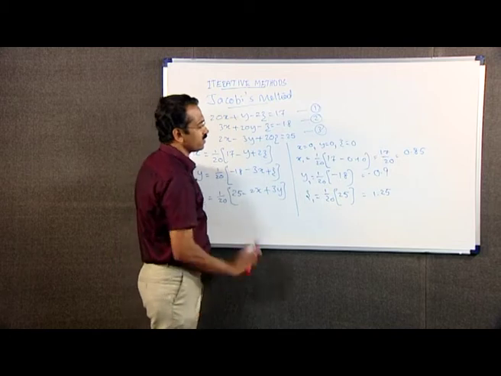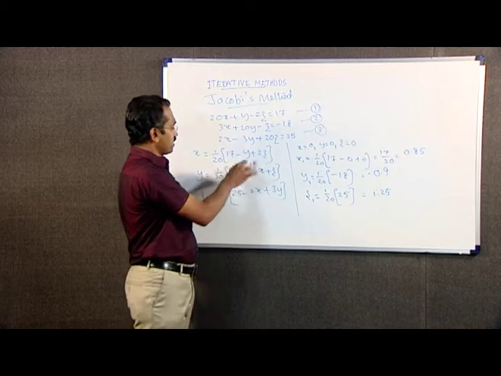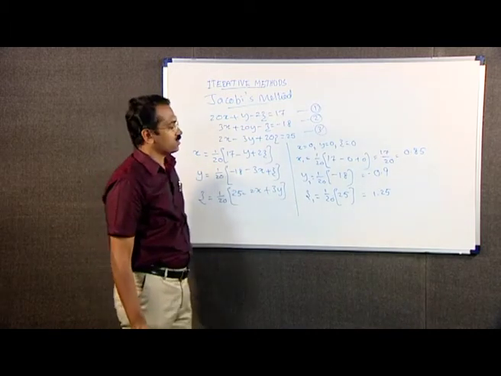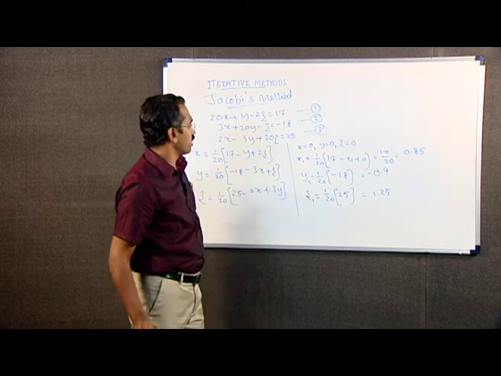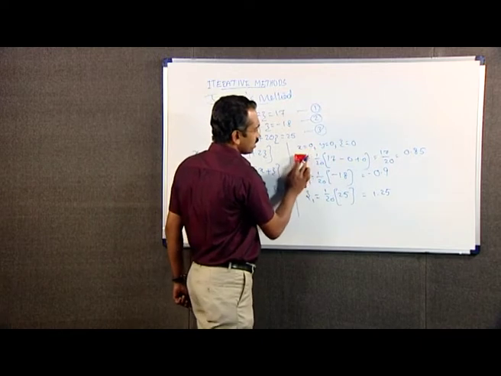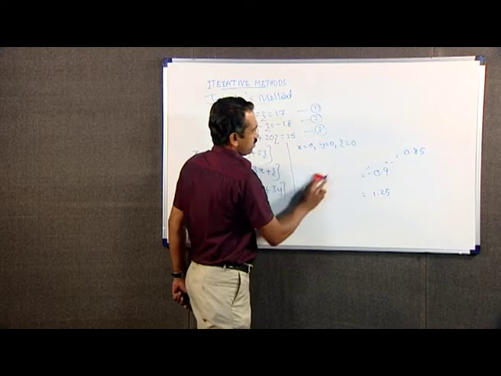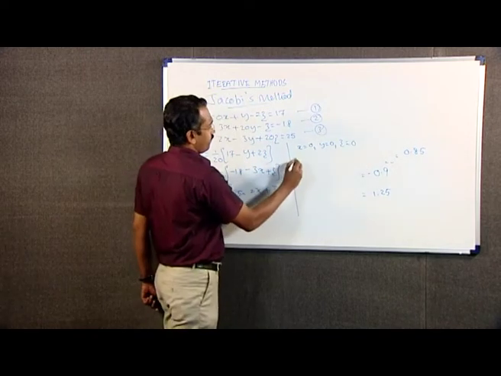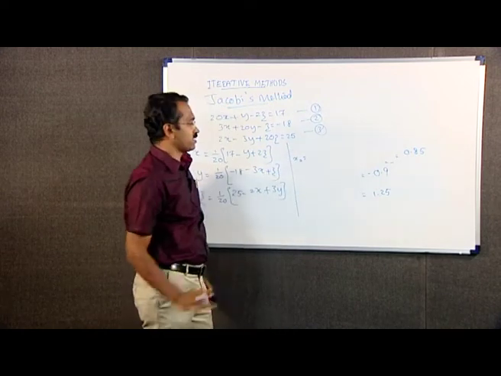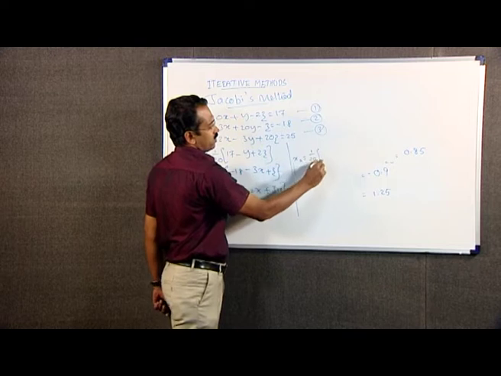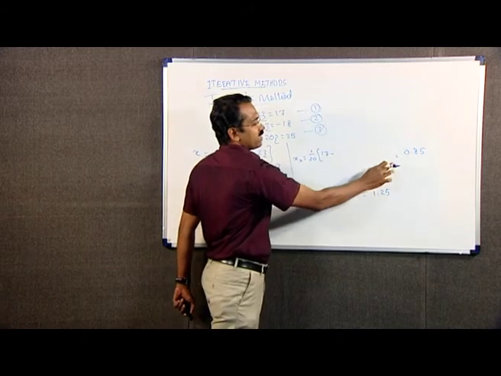In the second iteration, we will use these values in this expression. That is, these second approximate values are x2 is equal to 1 by 20 into 17 minus y1, where y1 is negative 0.9.